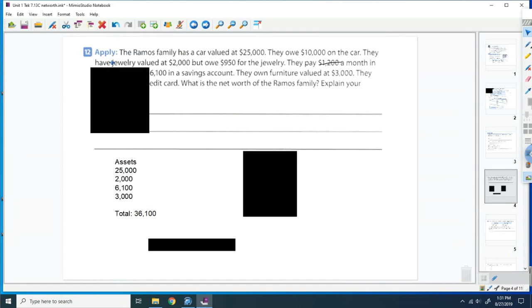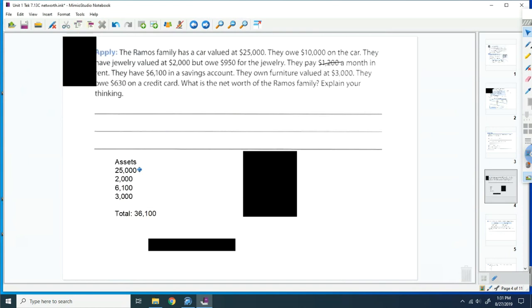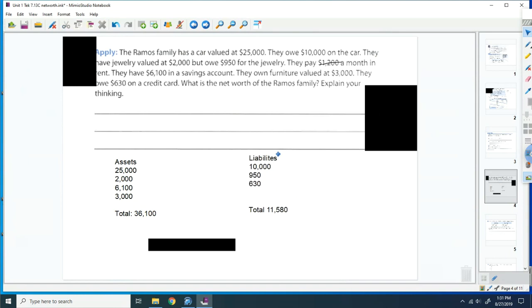Okay, so these should all be your assets. You should add them up to $36,100. These should all be your liabilities. You should add them up to $11,580. Now to find the net worth, you're going to do assets minus liabilities, which is $24,520. They have a positive $24,520.